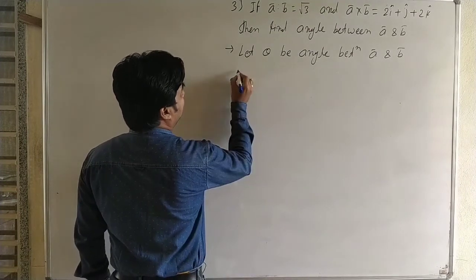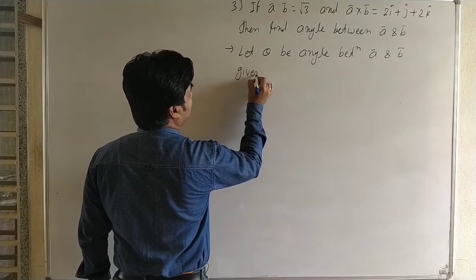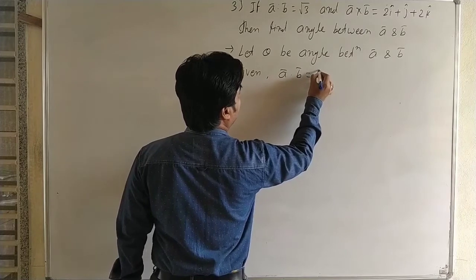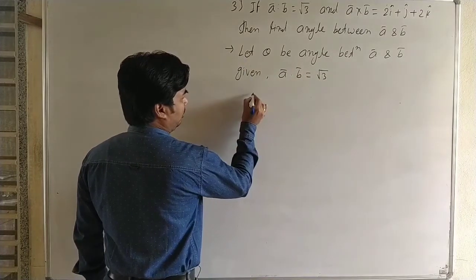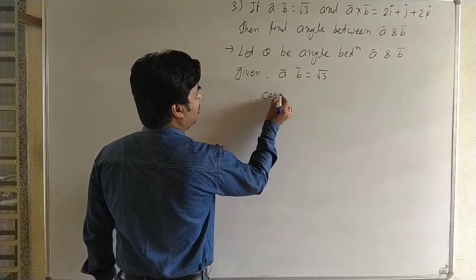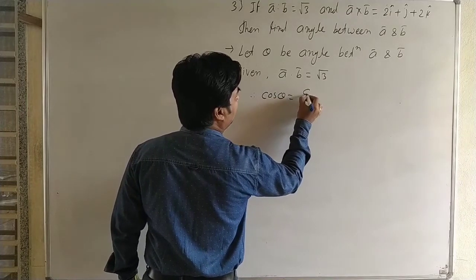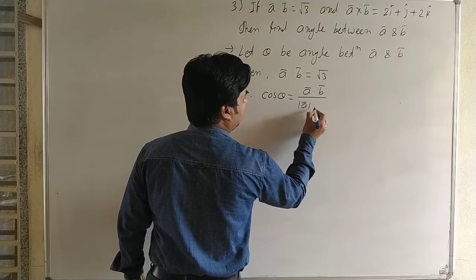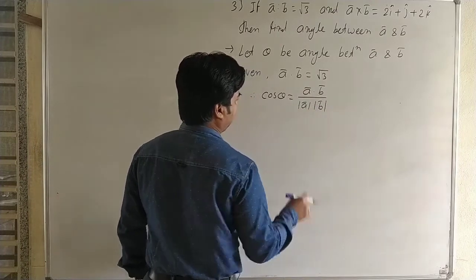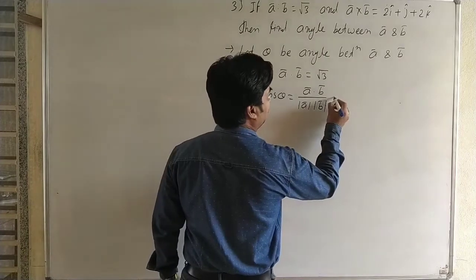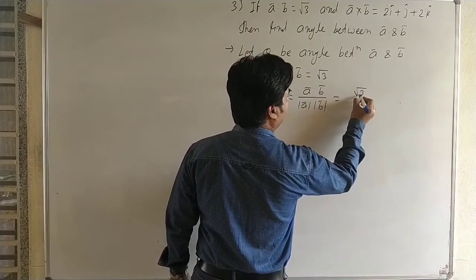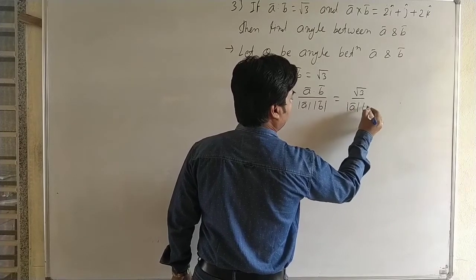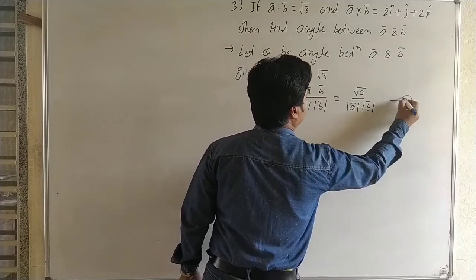Now given a bar dot b bar is equal to under root 3. By the dot product we know that cos theta is equal to a bar dot b bar upon magnitude of a bar into magnitude of b bar. So cos theta is equal to under root 3 upon magnitude of a bar into magnitude of b bar. Suppose it is equation number 1.